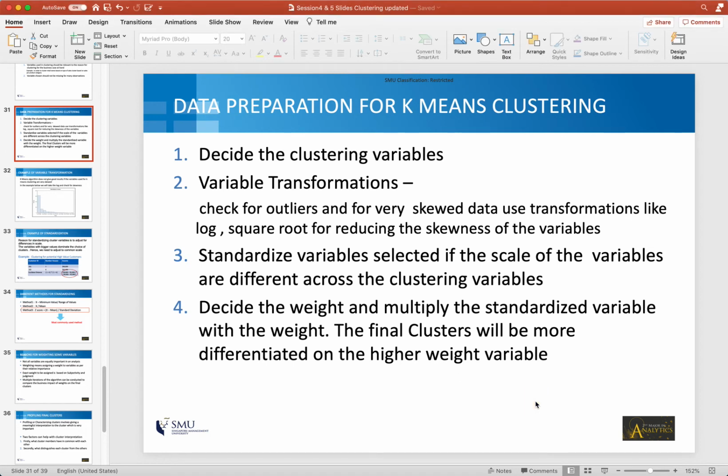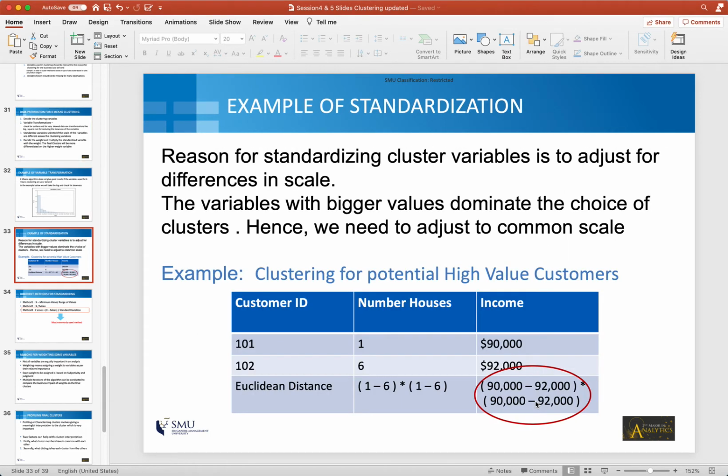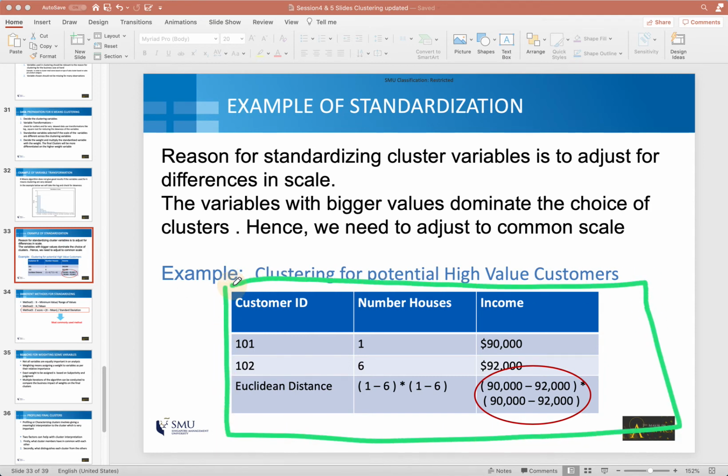So I will take you through an example here. Now look at this particular data to understand why we need standardization and what standardization means. In this data set, these are the customer IDs, this is the number of houses that a person has, and this is the income of a person.